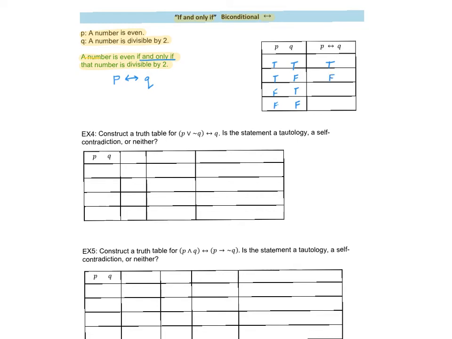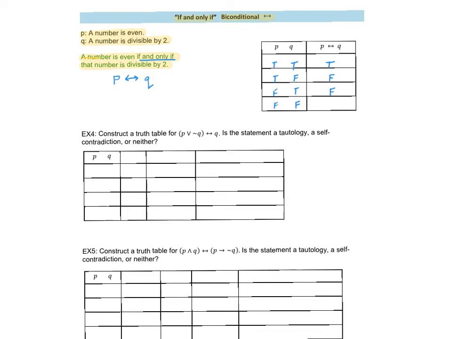What if we had a false true? What if we have a number that was not even, but Q is true, the number is divisible by 2? So for example, 3. 3 is not even. Is 3 divisible by 2? No. So that's not possible. It's not possible to have a number that's not even if and only if the number is divisible by 2. So in this case, the biconditional is false.